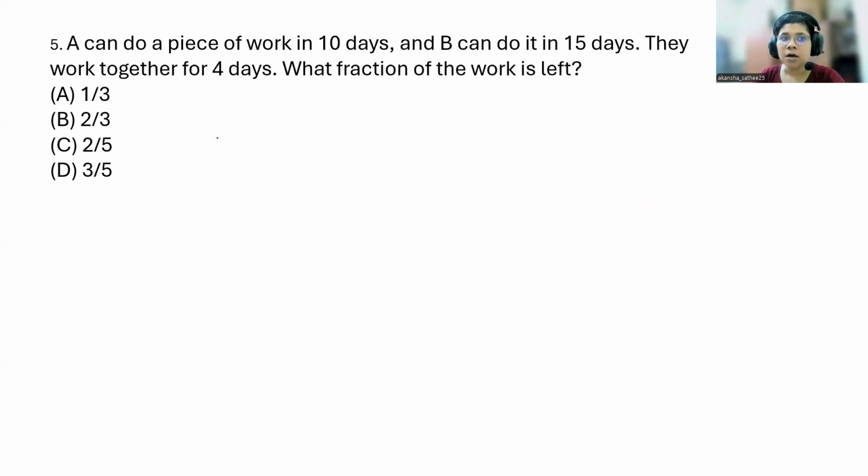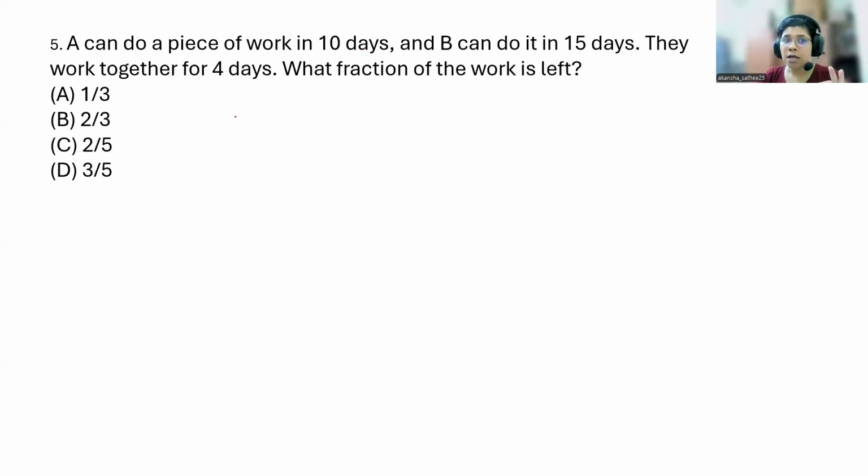Next problem. A can do a piece of work in 10 days. B can do it in 15 days. We have already done problems on work and time. They work together for 4 days. What fraction of the work is left? So, let's see. A can do a piece of work in 10 days. Let's say total work is 1.